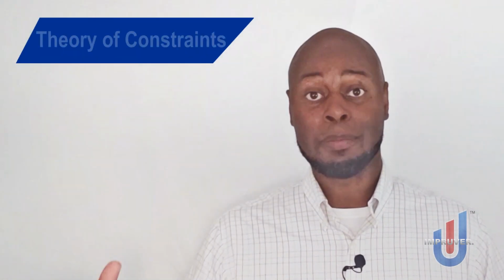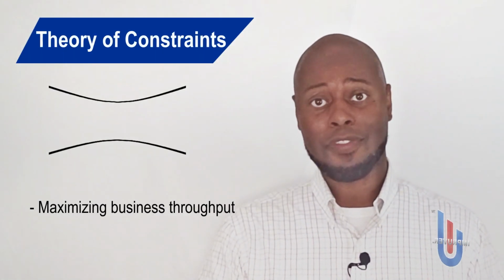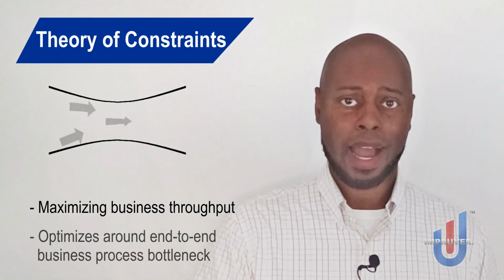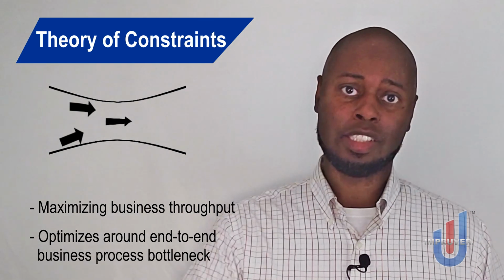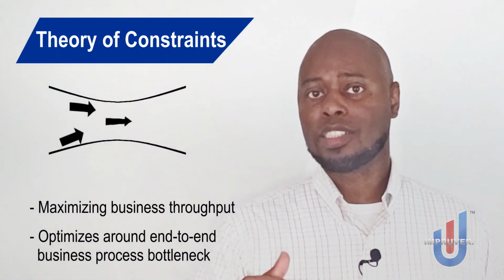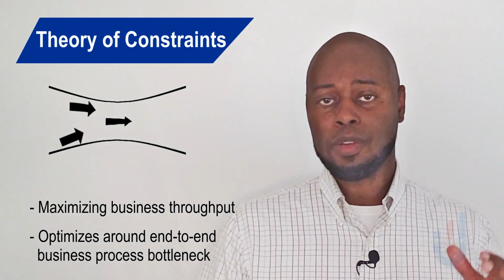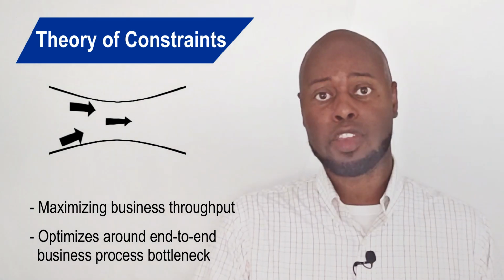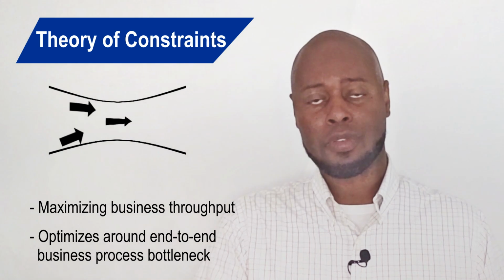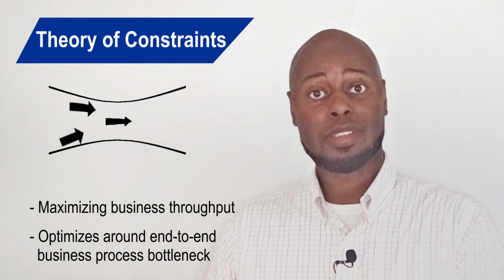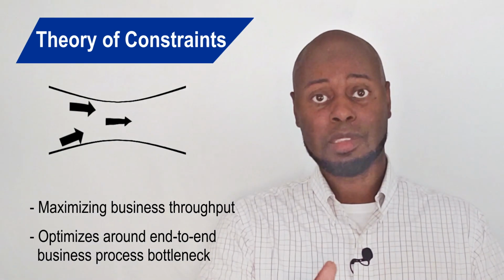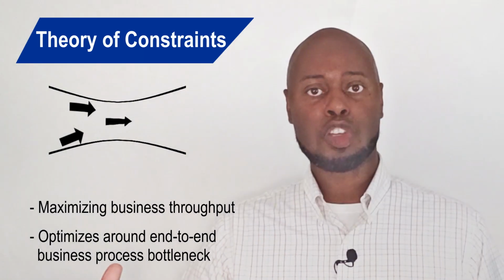When we talk theory of constraints, we're talking about maximizing business throughput by identifying, eliminating, and optimizing around the bottlenecks that exist in your end-to-end business. And when we talk business throughput here, we're referring to not only production, how many units can you make or how many clients you can serve. We're also talking about sales, right? So if you got high production but low sales, you're going to have inventory building up.